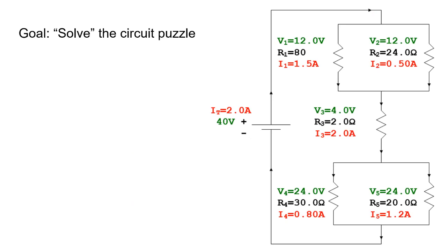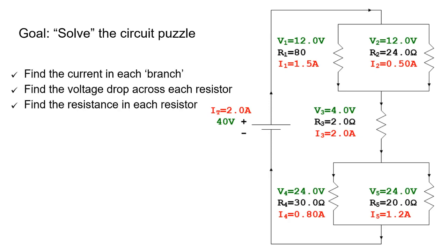So in the last video, we talked about the goal being to solve circuit puzzles, and to solve circuit puzzles means to find the current in each branch, find the voltage drop across each resistor, and find the resistance of each resistor, and then as an extension, to find the power in each resistor by applying P equals IV.